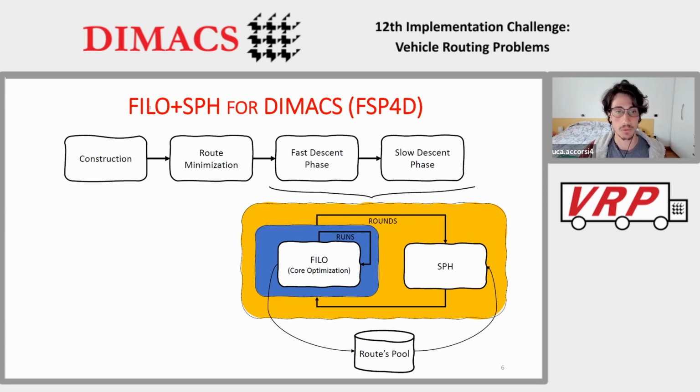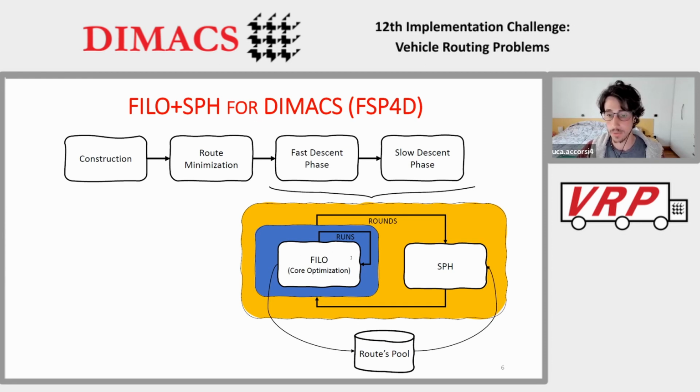So this is how we combined FILO and SPH. We kept the construction and the route minimization phases from the original algorithm, and then we attached a fast and a slow descent phase. Both of these phases share the same structure, that is what you can see here in the yellow box. We first perform a certain number of runs of core optimization of FILO, and then we call SPH. And this whole process is repeated for a certain number of rounds.